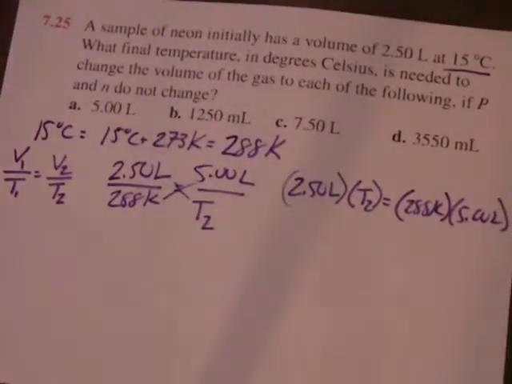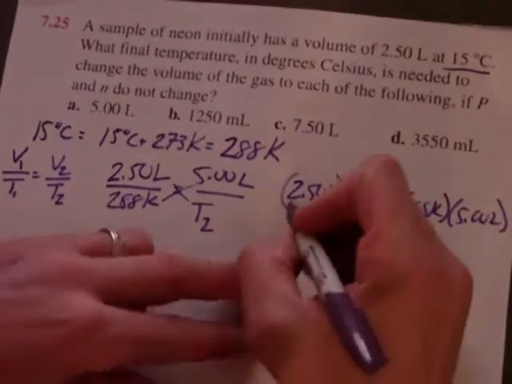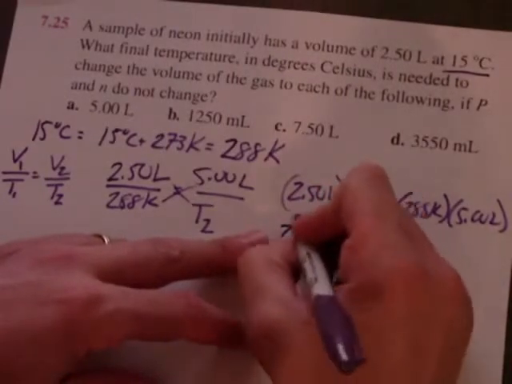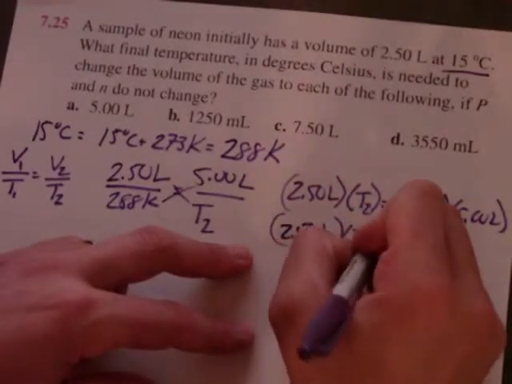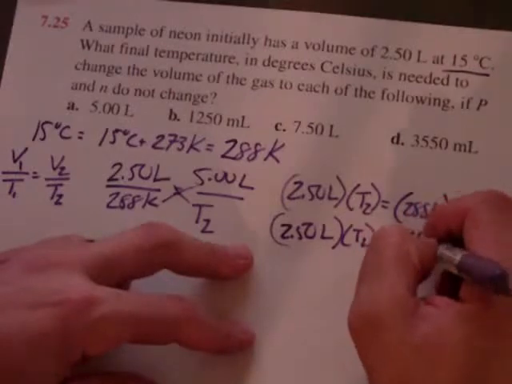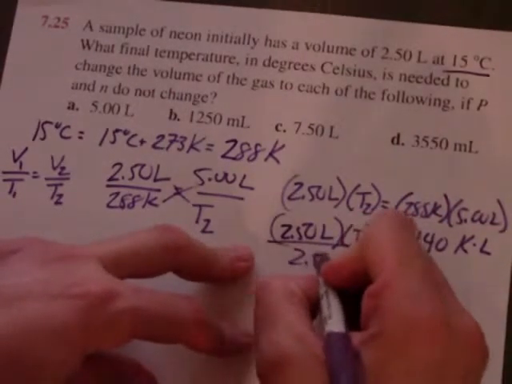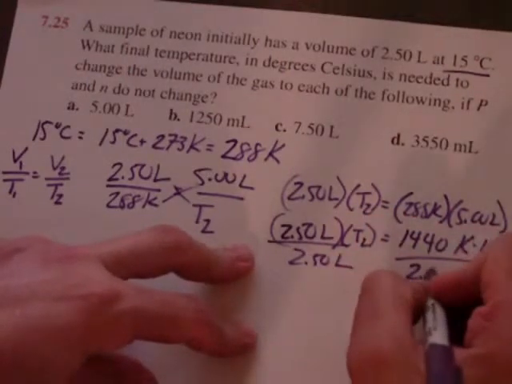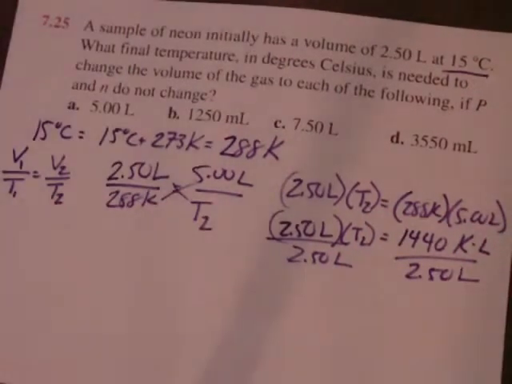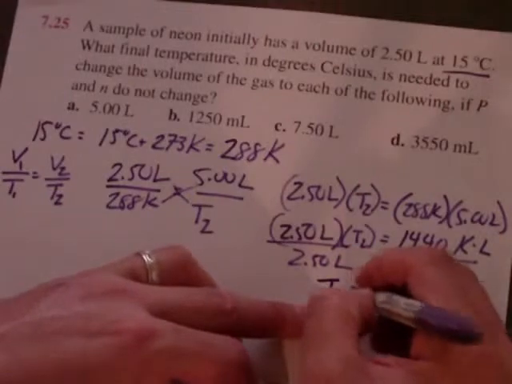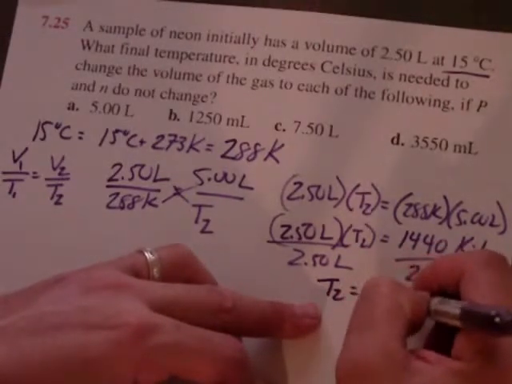So we'll solve for that, and we have 2.50 liters times T2 is equal to 1440 Kelvin liters. Now we want to divide both sides by 2.50 liters, and we get T2 equal to 576 Kelvin.